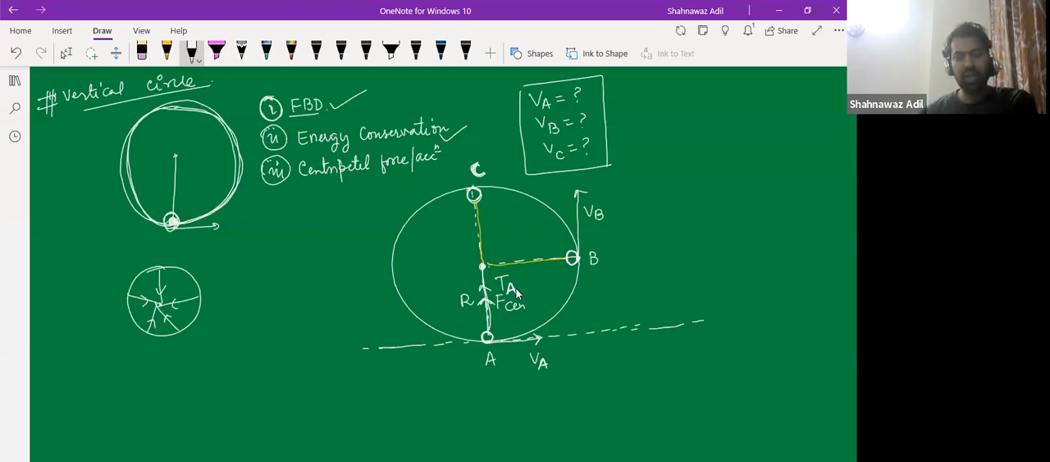Okay. And then there will be another force in the downward direction, that is mg, right? So these are the three forces acting on the mass of this particle, and there are no other forces. So there are three forces acting on that object at a point. So if we draw a free body diagram at A, what would that be?